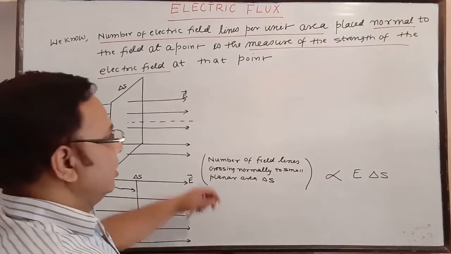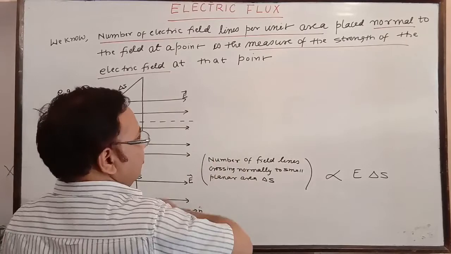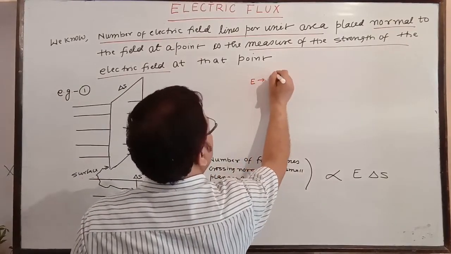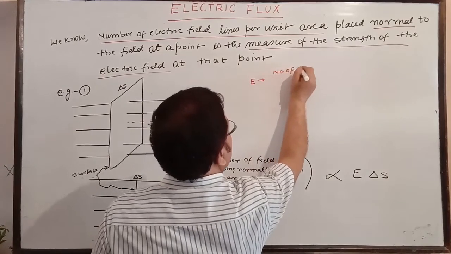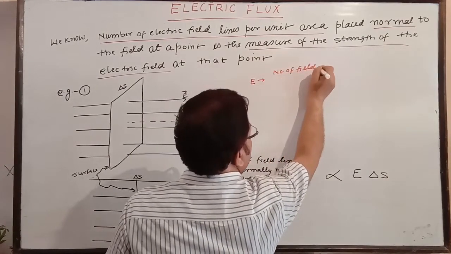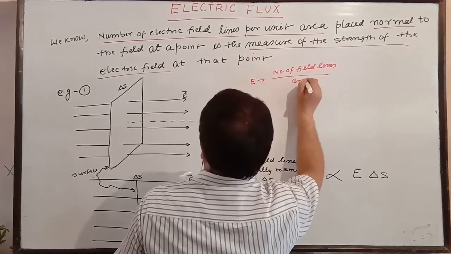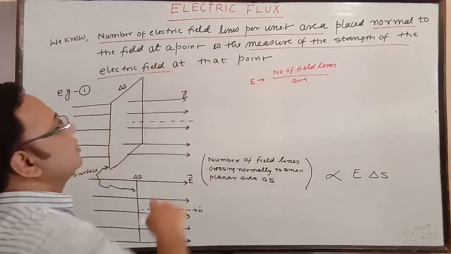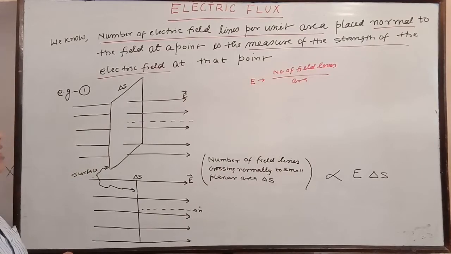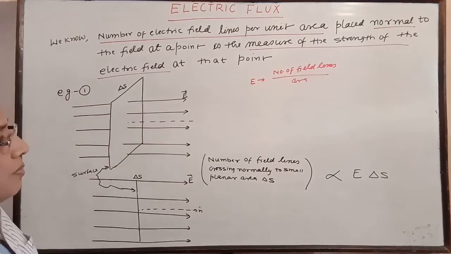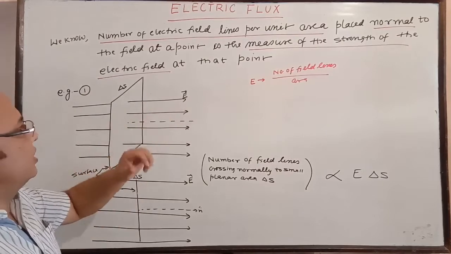Now the strength of electric field, which is defined as the number of electric field lines per unit area placed normal to the field at a point, is the measure of strength of electric field at that point. Here we have taken a very small area. This is the electric field line, normal. So this is the electric field strength, delta S.